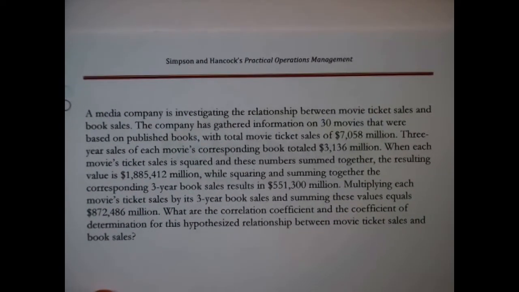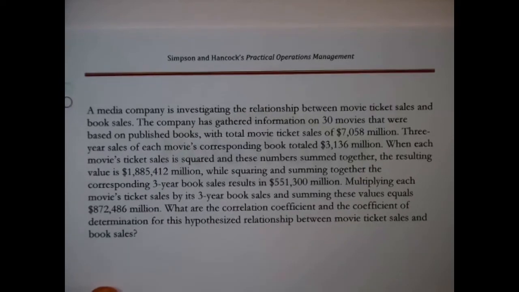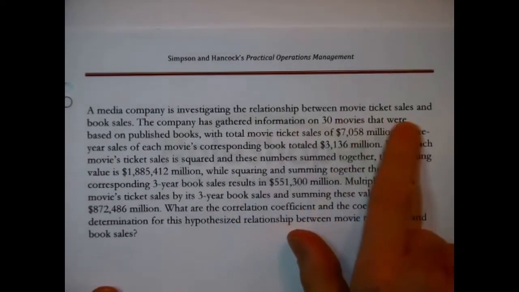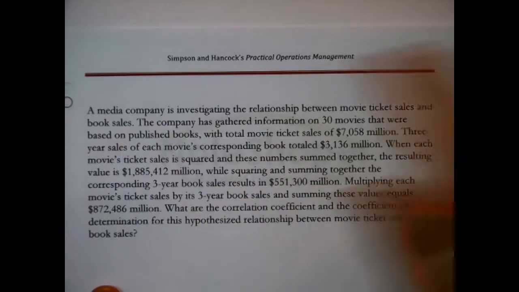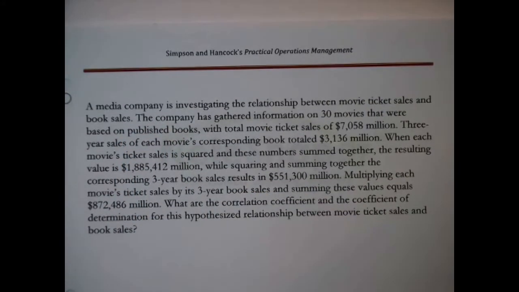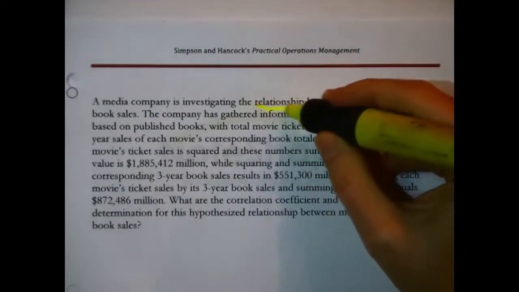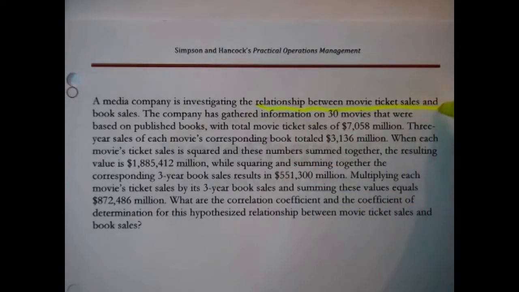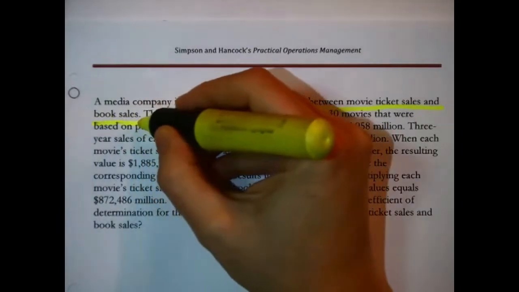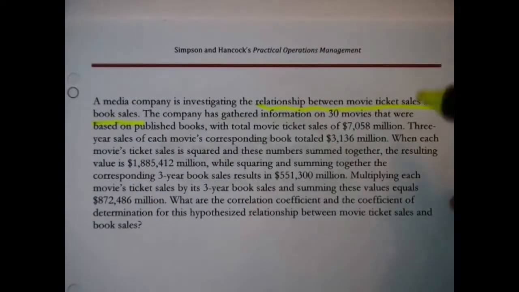Let's take a look. A media company is investigating the relationship between movie ticket sales and book sales. Now, I know there's a lot more to read, but I want to stop here for a second. The relationship between movie ticket sales and book sales. So it's implying that it's collecting two sets of data, movie ticket sales and book sales.